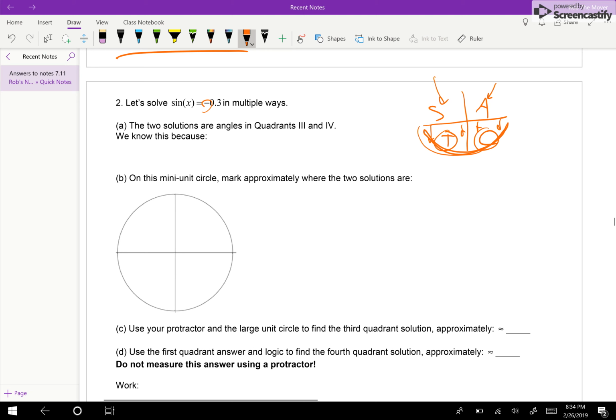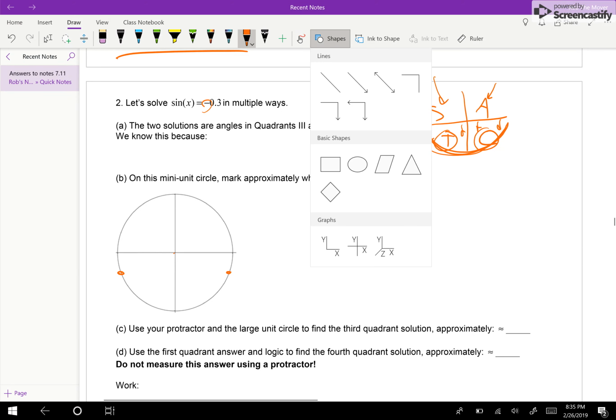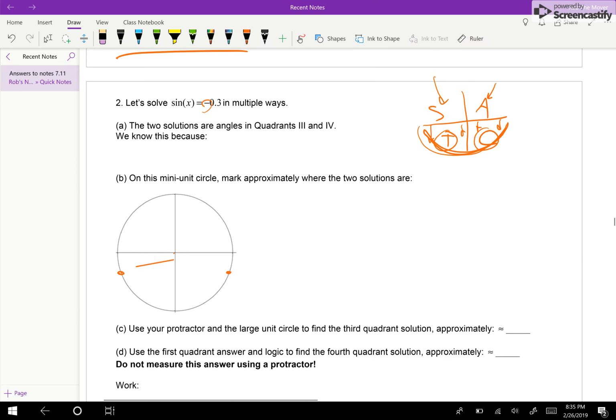So now I'm going to try to find where the sine is negative 0.3. It's somewhere like there and somewhere like there, right? We've got some angle cutting through here. I didn't like that.